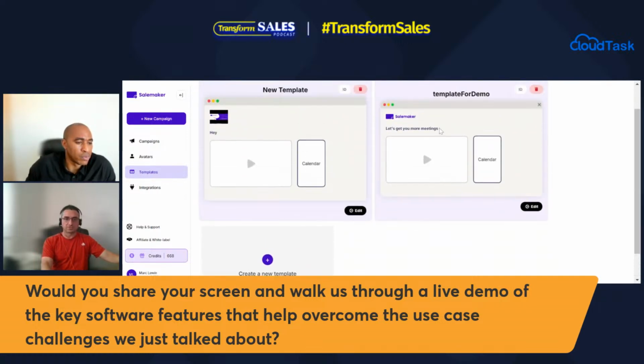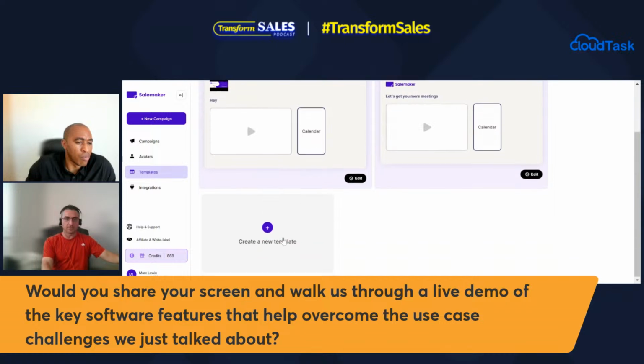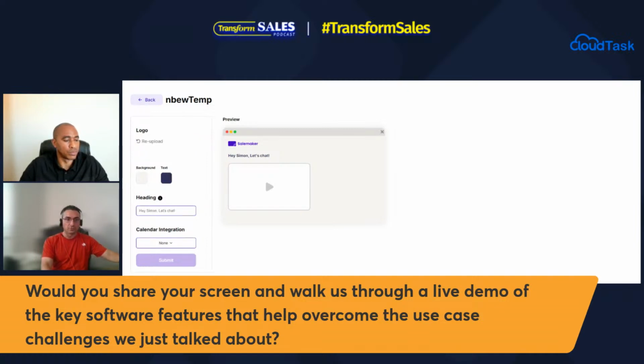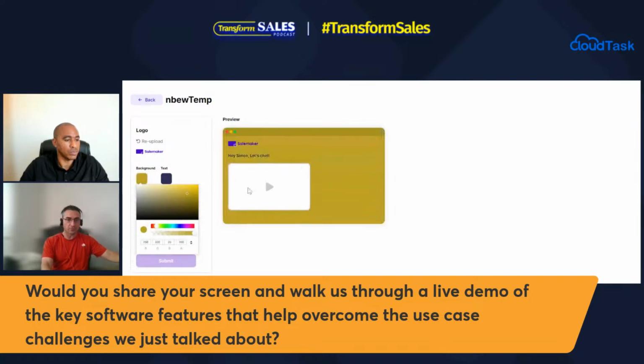So this is the one I use for pretty much everybody here, but I'll just show you, like, create a new template. So you could upload your logo, whatever your logo is, you could upload it here. I'm just going to put anything there. You can change the color scheme. So I don't like that background. I love this goldish yellow here. Perfect. You could change the color of the text to make it more on brand, whatever your brand colors are. And then you can do the heading here.